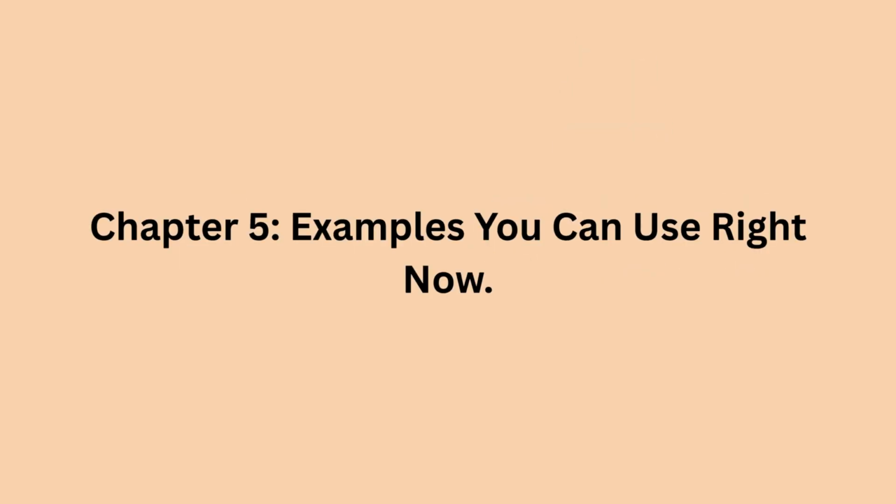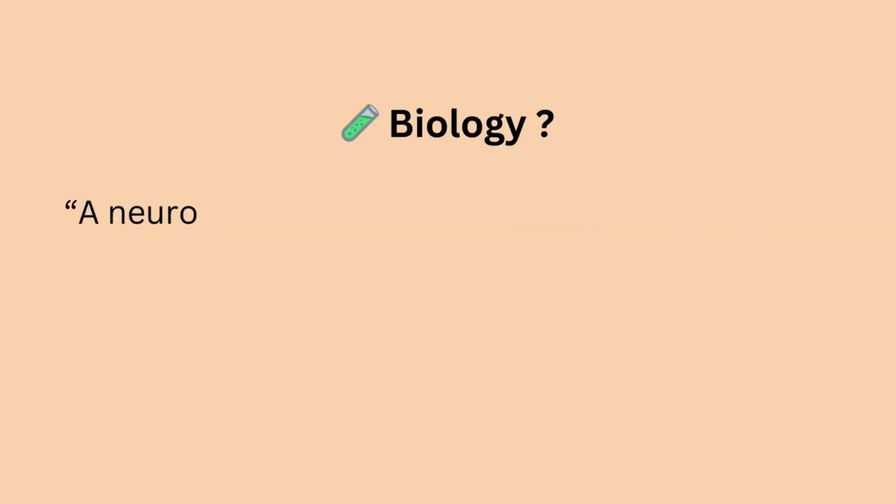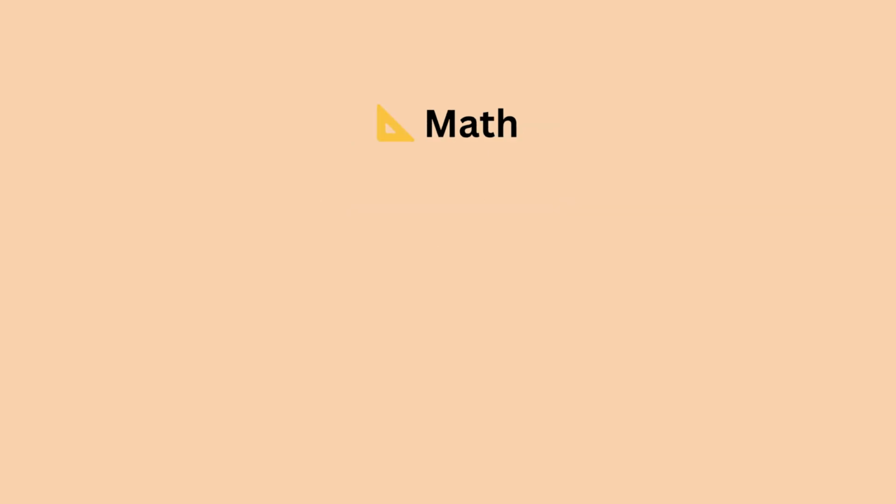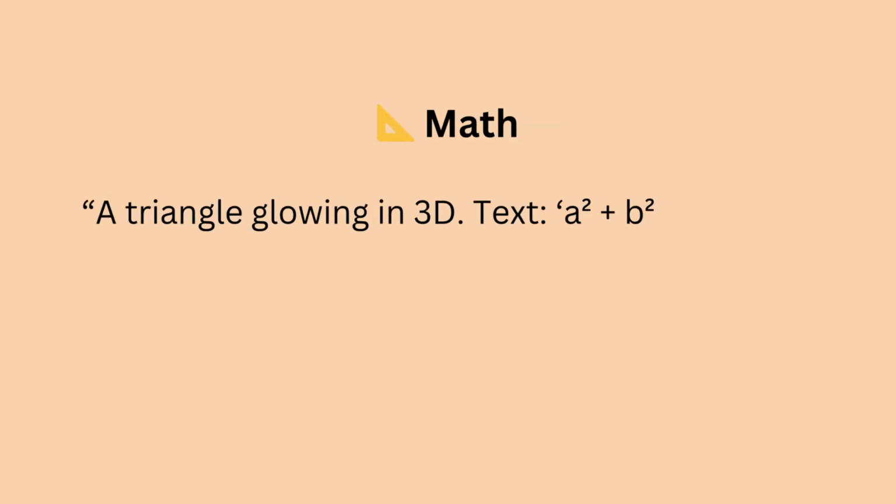Chapter 5. Examples you can use right now. Biology? A neuron firing in slow motion. Calm narration. A memory forms when 2 neurons connect. Math? A triangle glowing in 3D. Text: a² plus b² equals c².